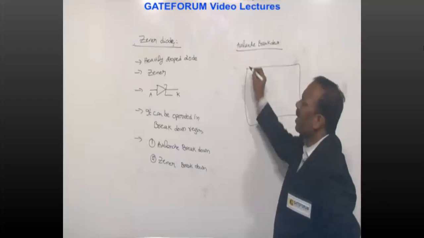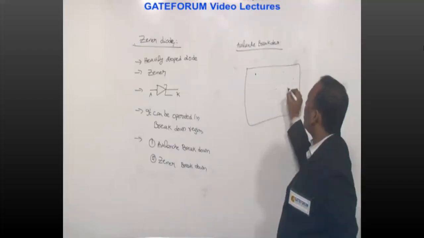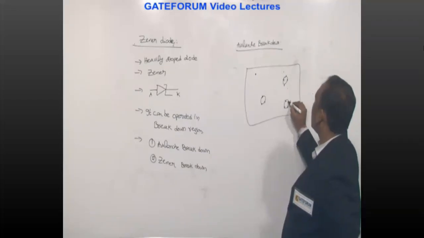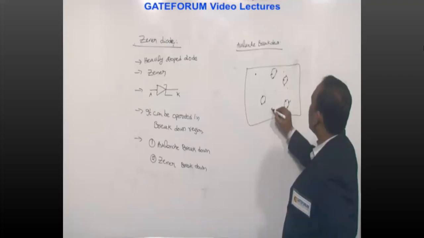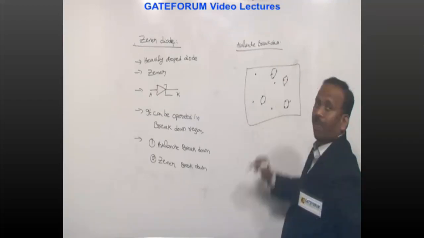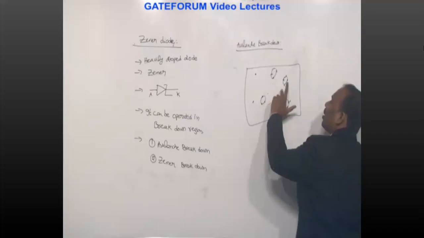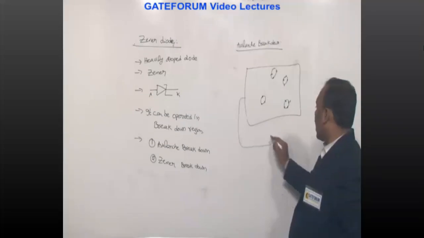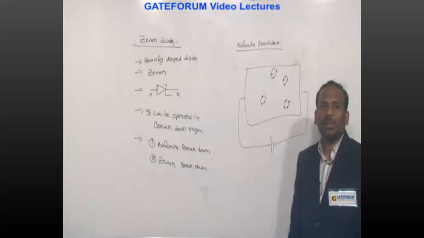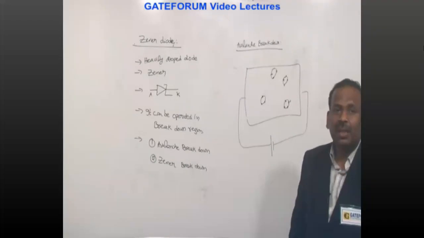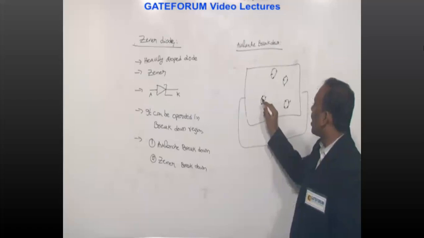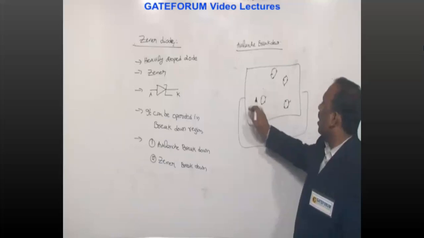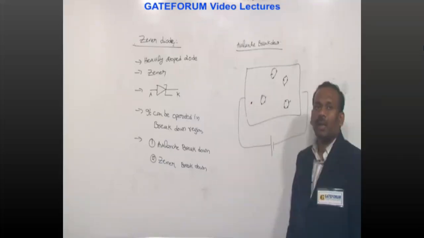Consider a crystal. There are so many atoms and some free electrons there. Right now, initially assume that no free electrons are available, all form covalent bonds. Now you are applying an external field, that means you are giving external energy. Therefore, let us suppose one of the electrons acquires the energy and becomes a free electron, and a hole is created. A free electron is generated now, and this hole is generated.